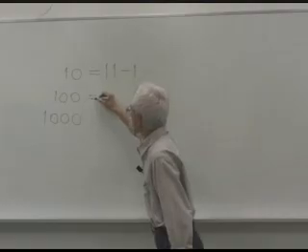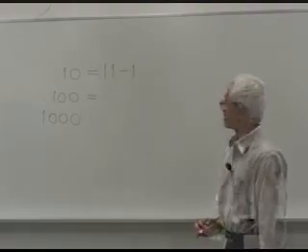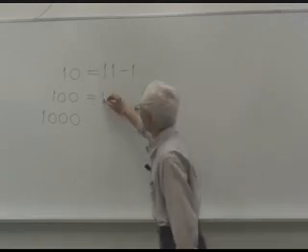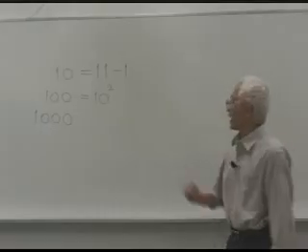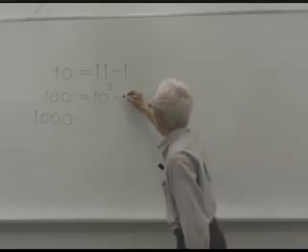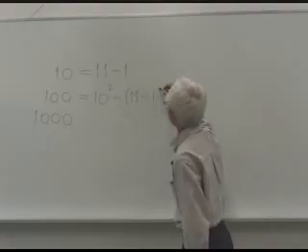For 100, you can think of it this way: actually this is 10 squared, right? And 10, you can think of it as (11 minus 1) squared.